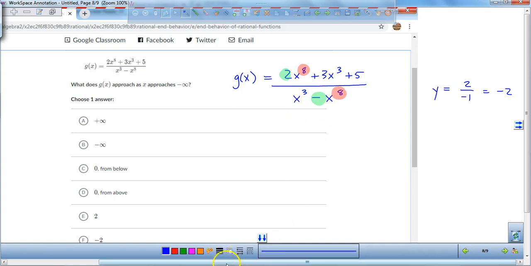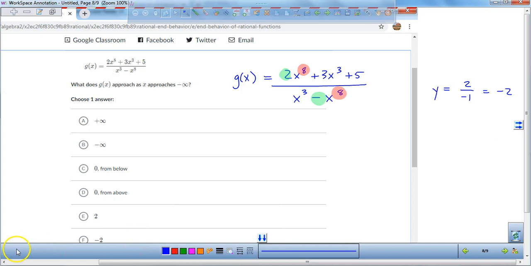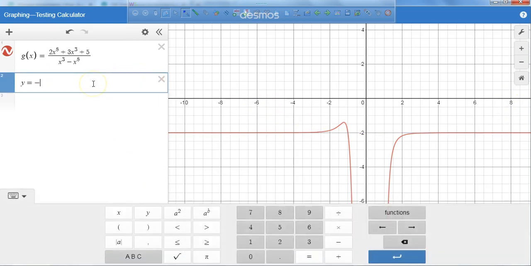We're going to type this in, so let me pause the video and type it in. All right, so here's our graph. I've typed it in, and I've typed in our horizontal asymptote at y equals -2. I'll take that out real quick so you can see. Basically we have power of 8, power of 8, and 2 divided by -1 is -2, so we have a horizontal asymptote right here.